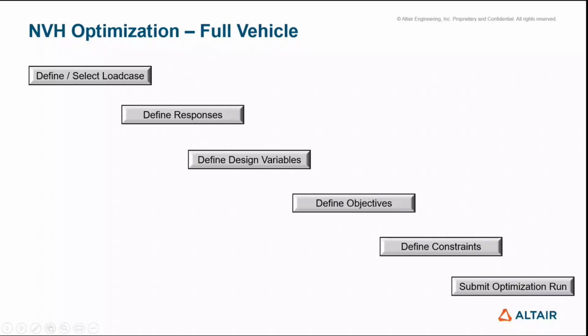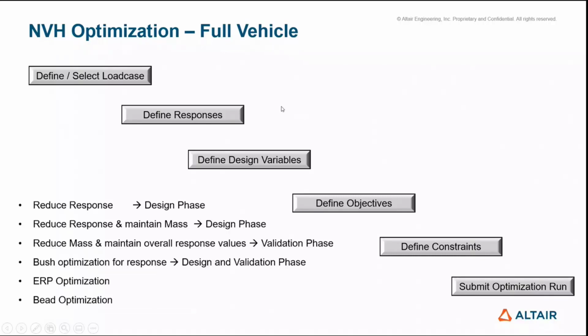And this optimization workflow is very important, and it can happen at various phases in the product development cycle. For example, at the beginning, during the design phase, users are sometimes interested in improving only the responses. Users may also be interested in maintaining the mass, or reducing the mass while maintaining overall vehicle response performance. So in summary, this optimization workflow is used throughout the vehicle development process.